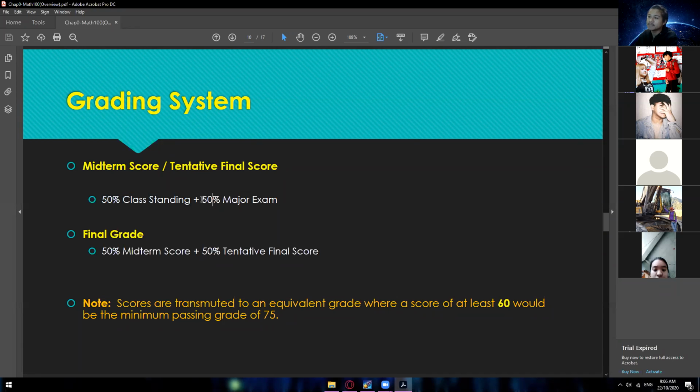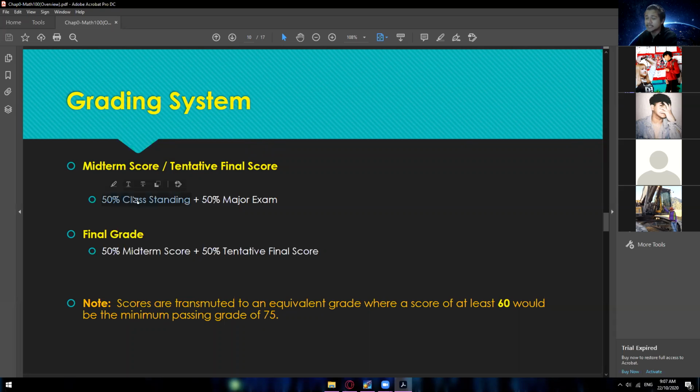50% class standing and then 50% major exam. Okay? Hindi pala divide to. Mali yun. Or to, or tentative final score. Confusing to dapat, so palitan ko ng Orion soon. So 50% class standing and then 50% major exam.